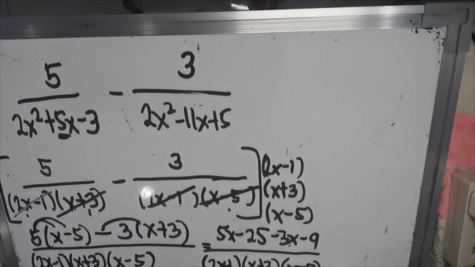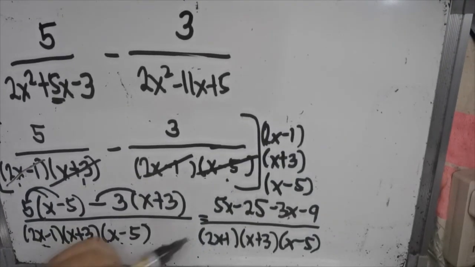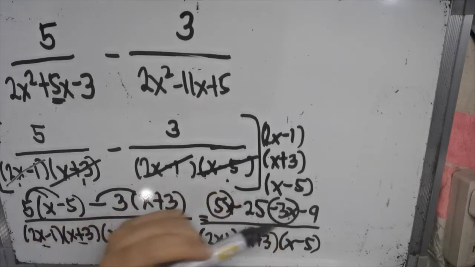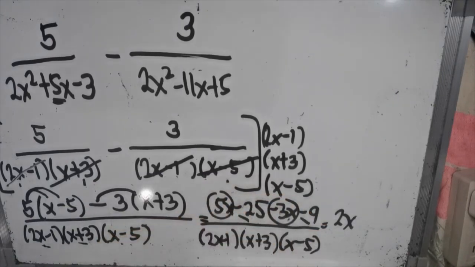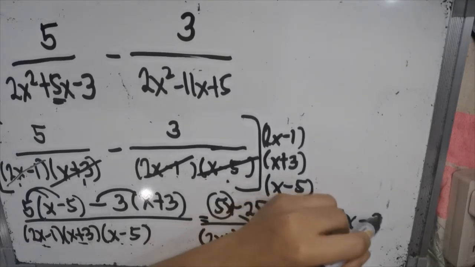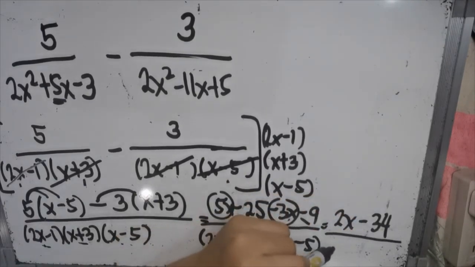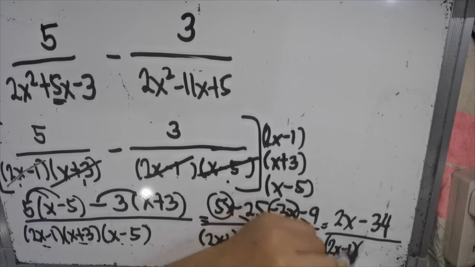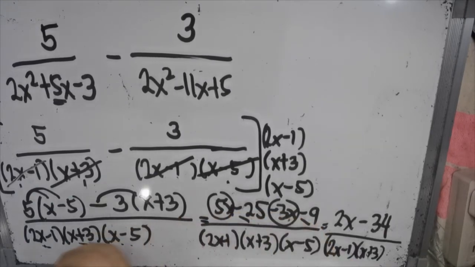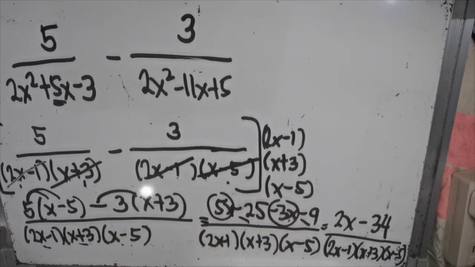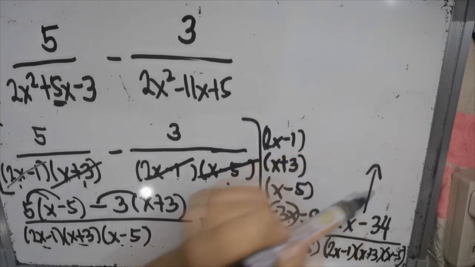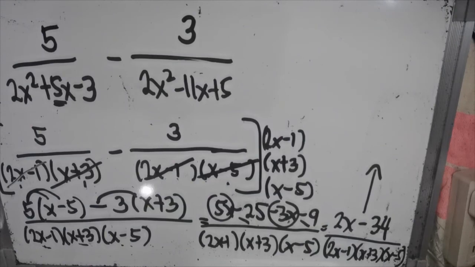And then, combine like terms. So, that would be 2x, negative 25 minus 9, that would be negative 34, all over 2x minus 1, x plus 3, and x minus 5. Can you still see it? And then, right? If you just looked at that, you would really get confused, since our space is small. However, even if it is small, our answer is correct.